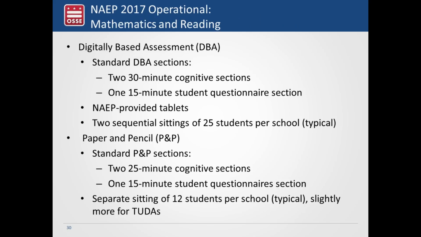Previously, NAEP administered the assessment by paper and pencil, with small studies done on computer, which we call DBA, or digitally based assessments. For 2017, the administration will change. Now 80% of the testing will be DBA, and the other 20% will be paper and pencil. The other difference to note is that both test modes will be occurring in your school at the same time.